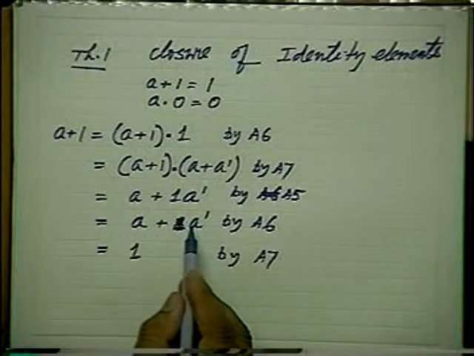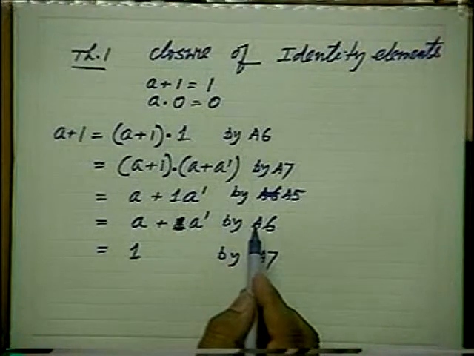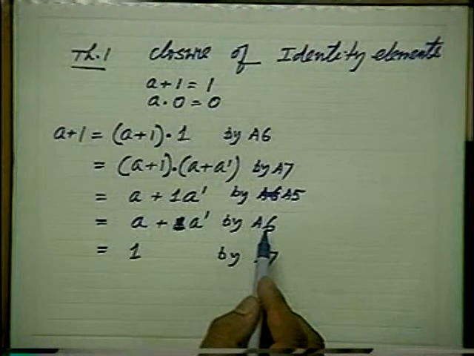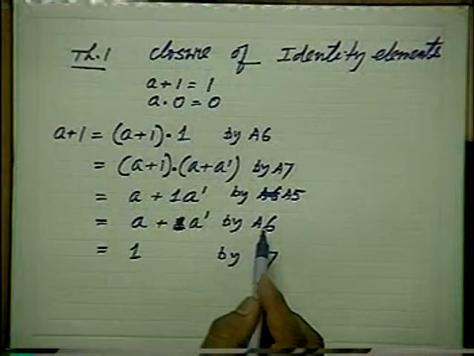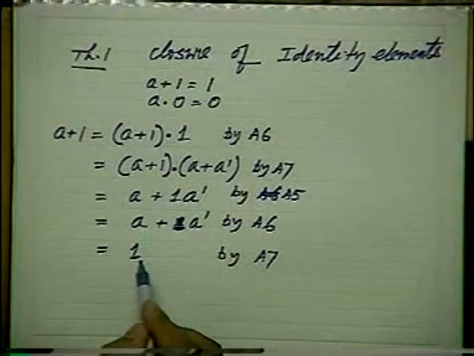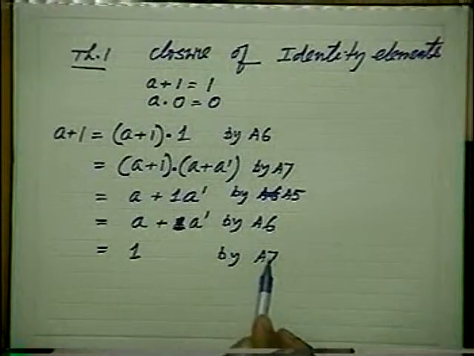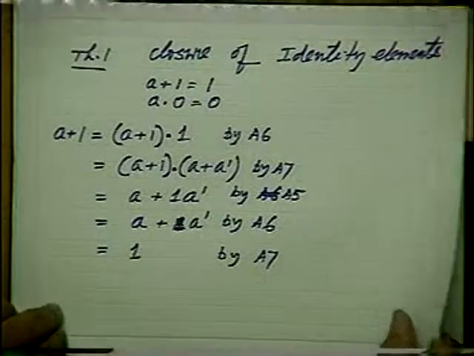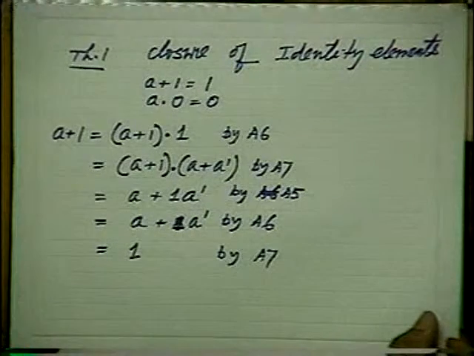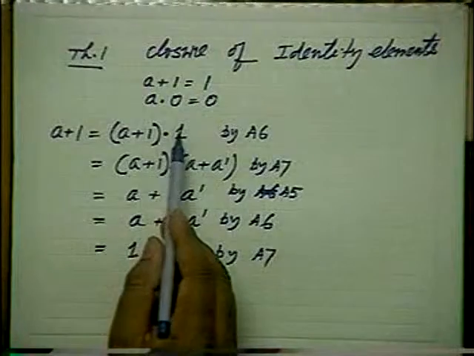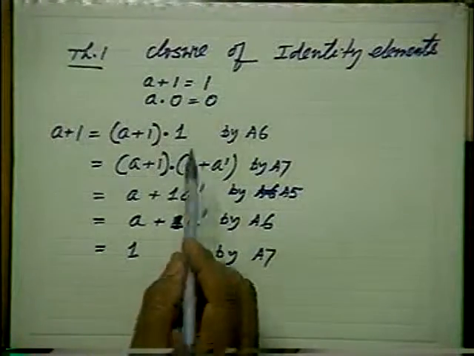Sorry, this should not be 1. A plus a dash. Is it okay? This is by a6 once more. 1 a dash is equal to a dash, and a plus a dash is equal to 1. That is by a7. Is it okay? Now, how do you come from a plus 1 dot a plus a dash to a plus 1 a dash? Come once more. A plus 1 dot a plus a dash is equal to 1, is equal to a plus a dash. That is by a7. From this to the next step.